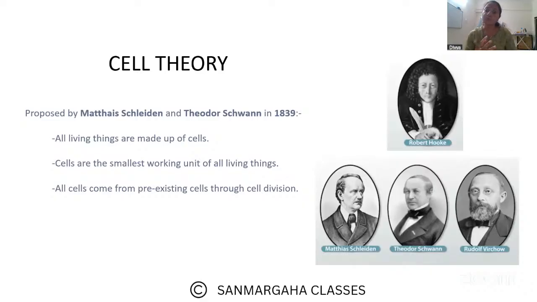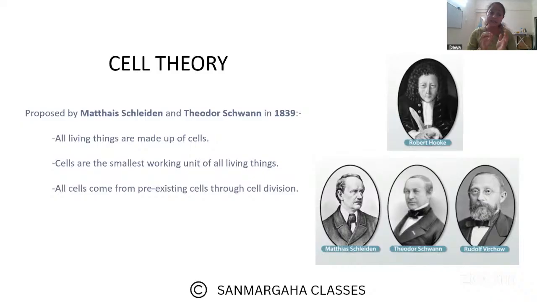So who put forth this cell theory? There is a theory called cell theory. What does this theory say? This theory says all living organisms are made up of cells, right? As we have discussed, the definition of cell itself is the basic structural and functional unit of life. So all organisms must have cells in them. Robert Hooke put forth this because he observed cells under the microscope. So this credit goes to Robert Hooke.